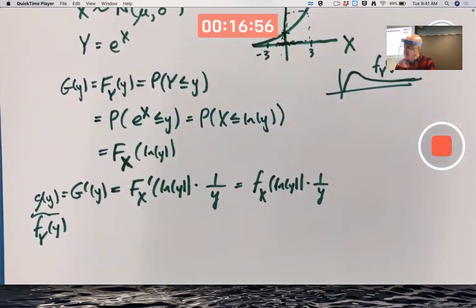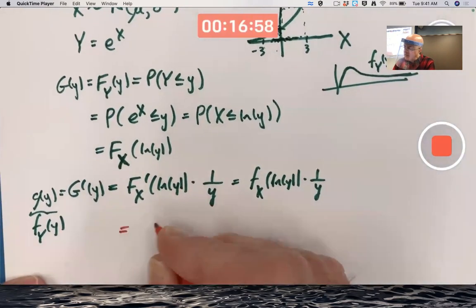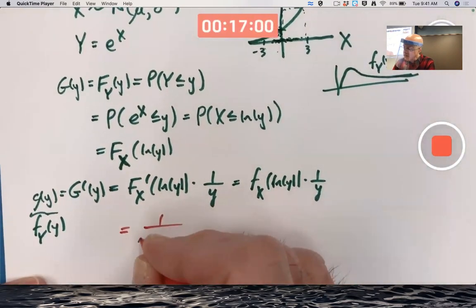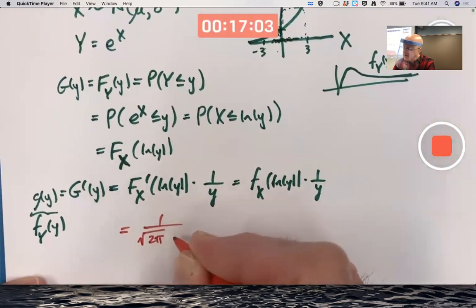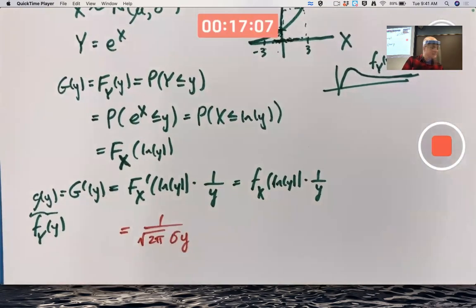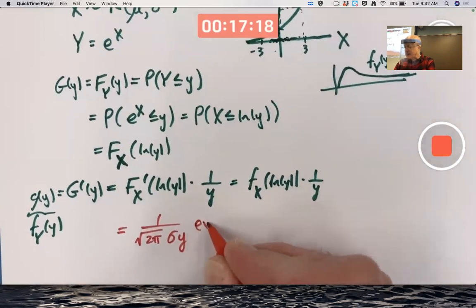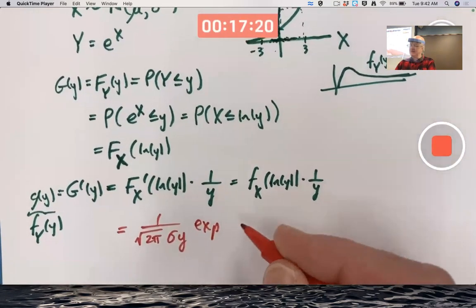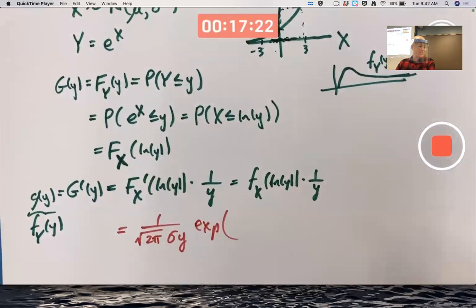This becomes 1 over square root of 2 pi times sigma times Y. I'm dividing by Y there. I'm trying to match the formula in the book on the problem. Yep, okay. Times exp, which really means e to the whatever's inside the parentheses.